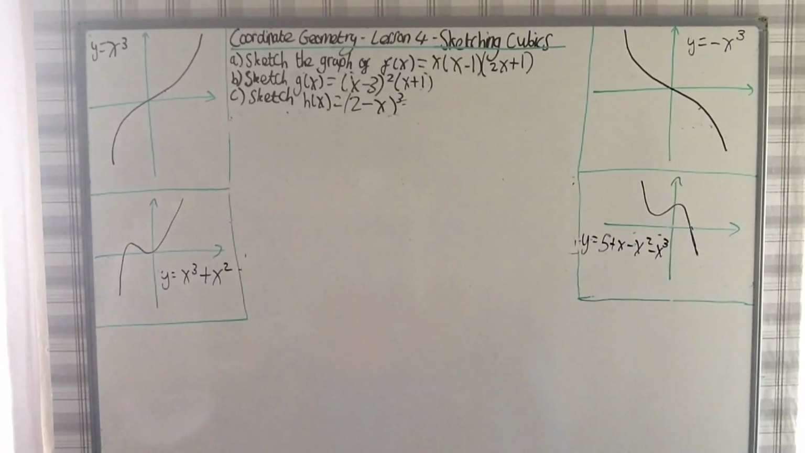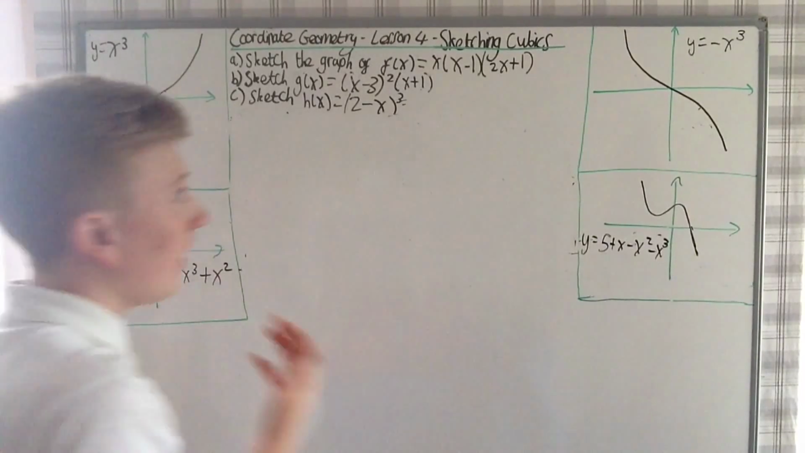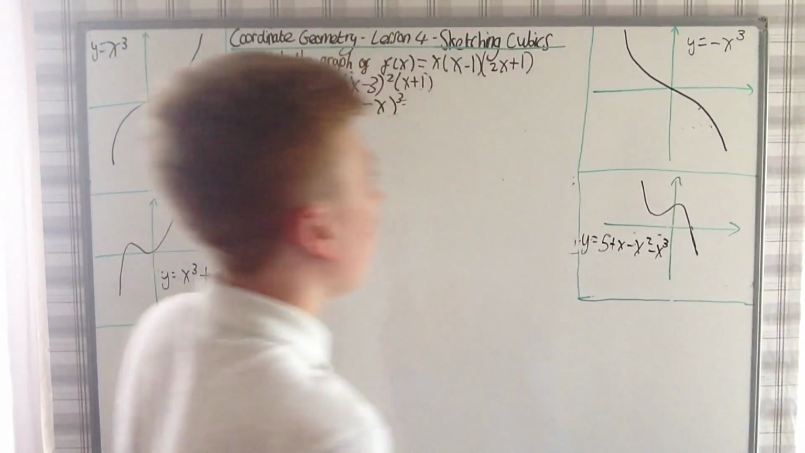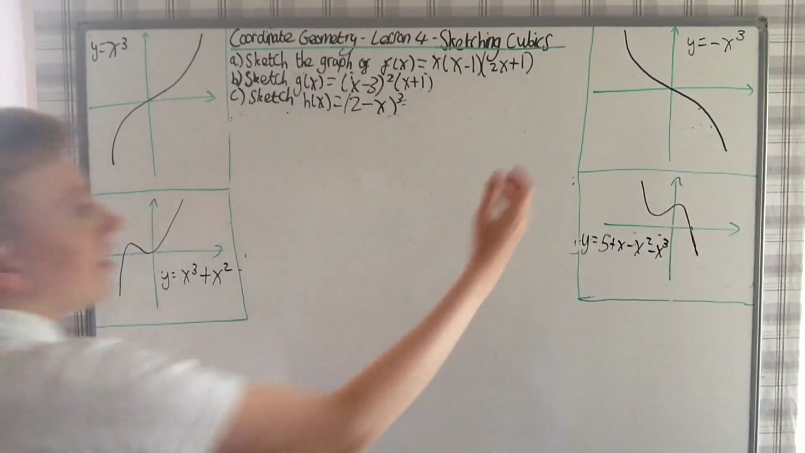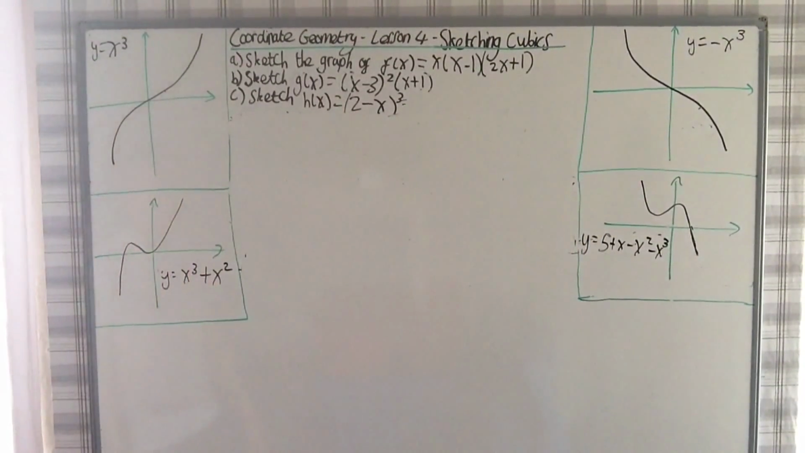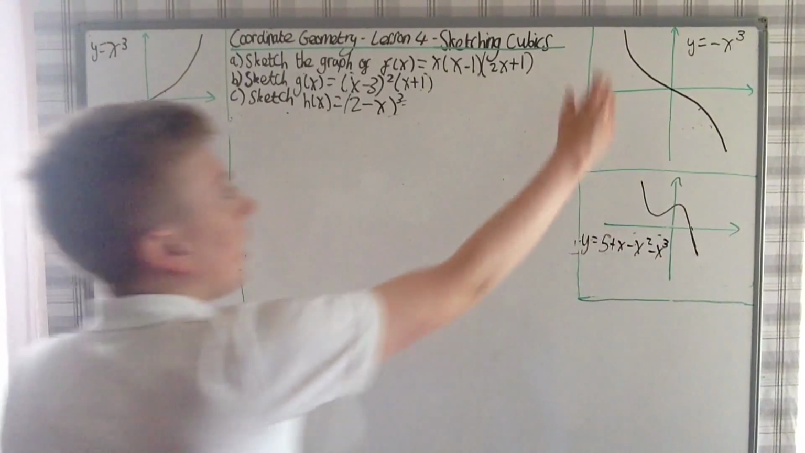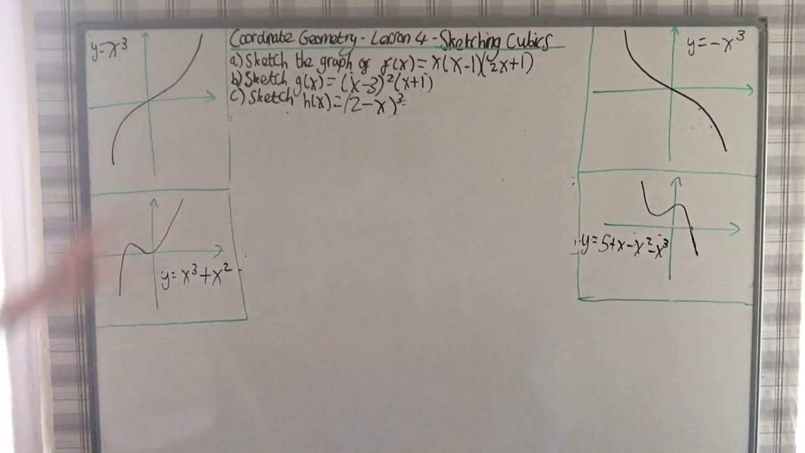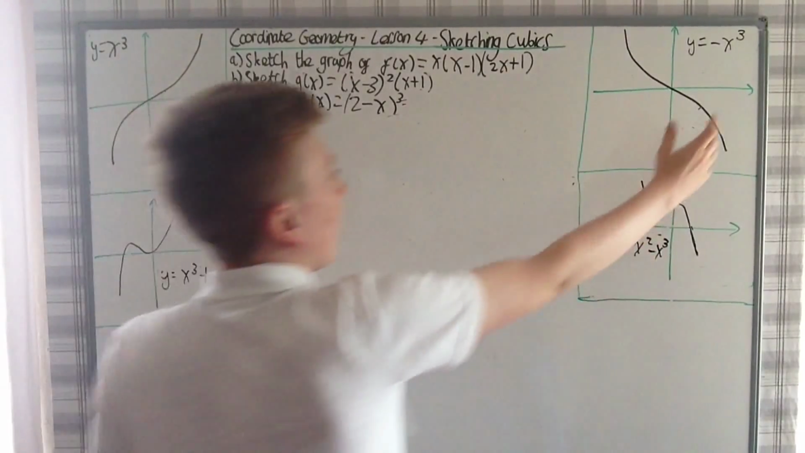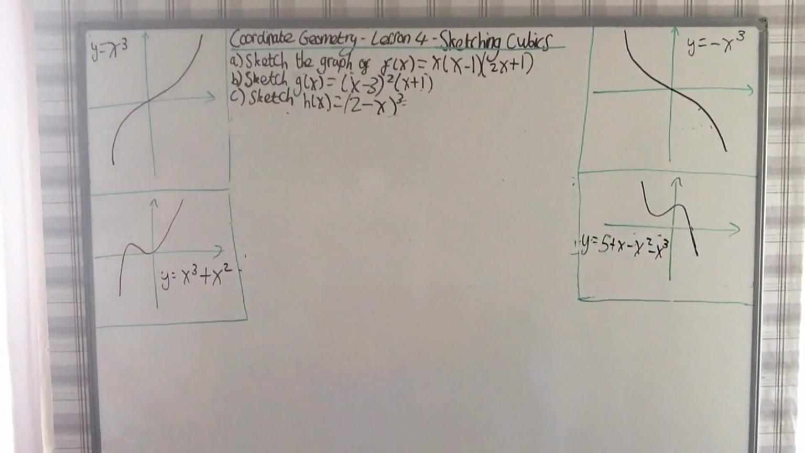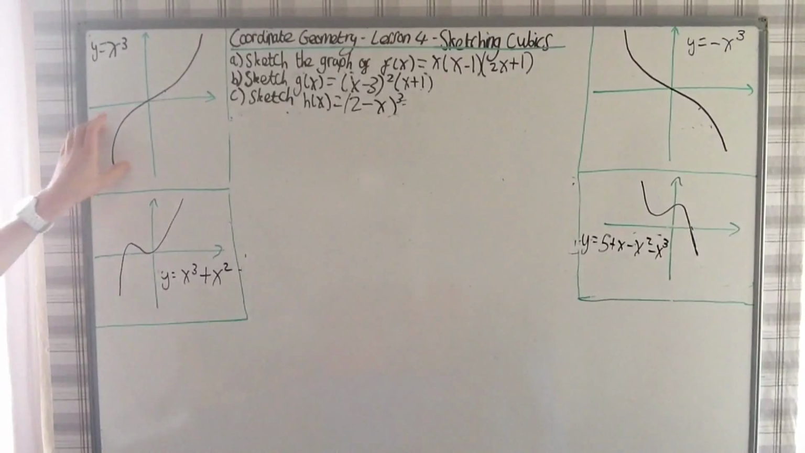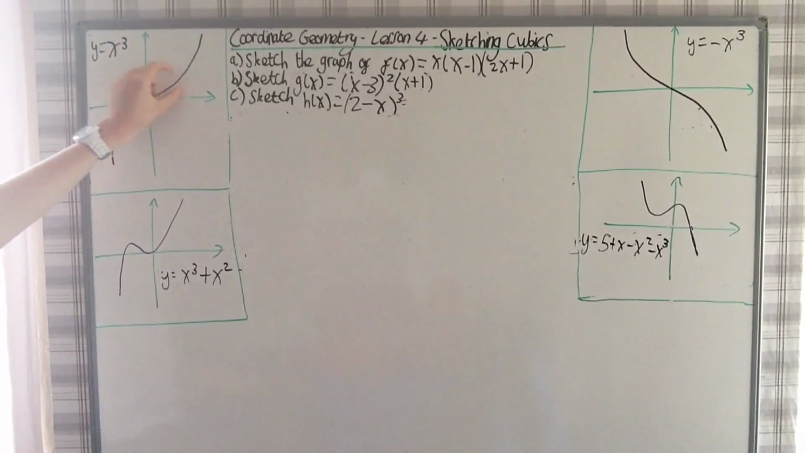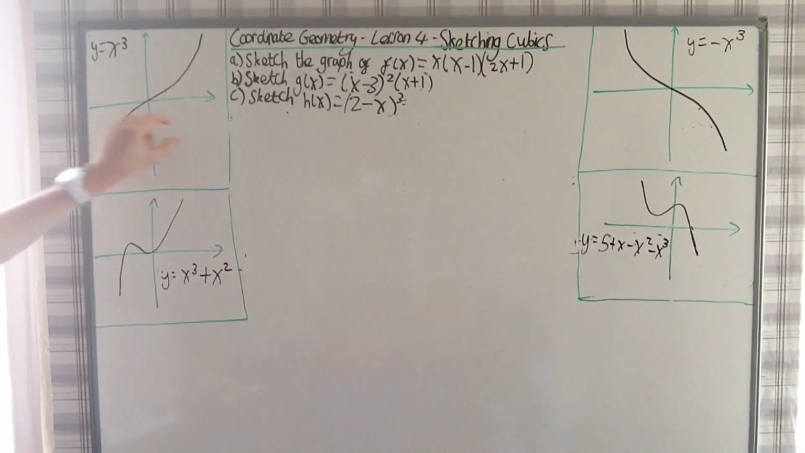This is the standard graph of y equals x cubed. Now with y equals minus x cubed, this is the same thing, but it's the negative version. So when we have the line in the positive quadrant here, we have it in the negative quadrant here. When we have it in the left here, we have it on the right there. So it's effectively just reflected in the y-axis.